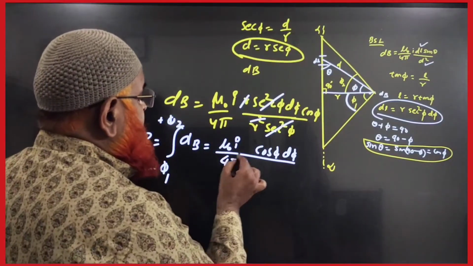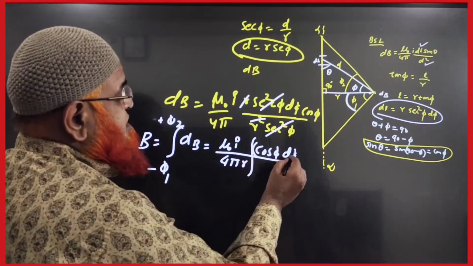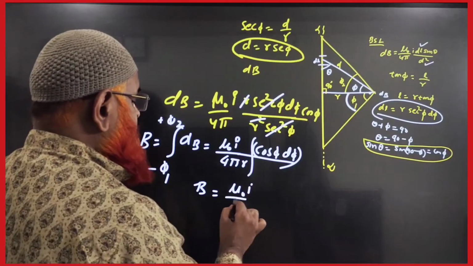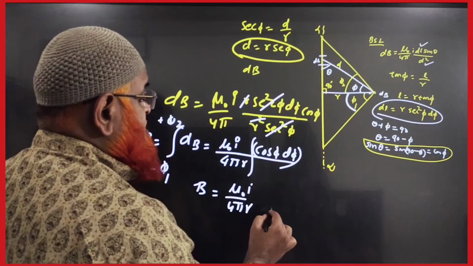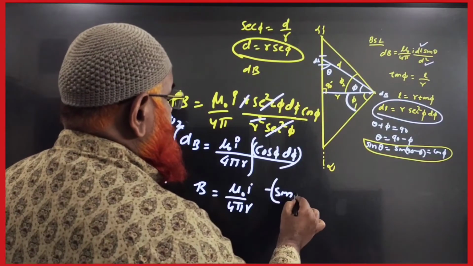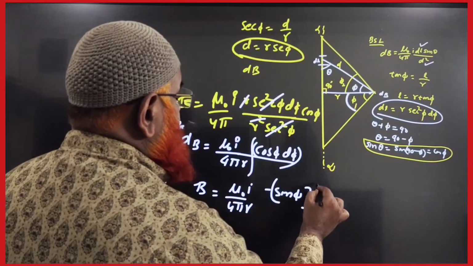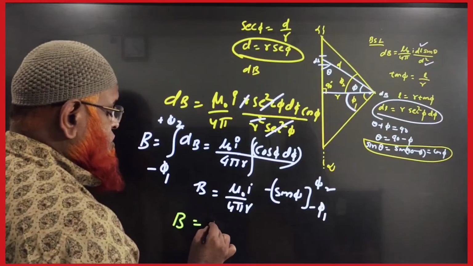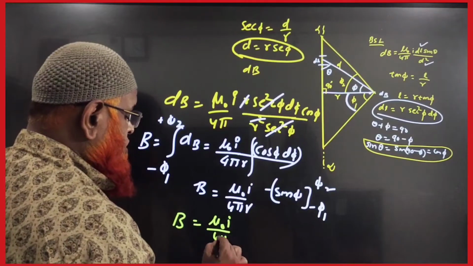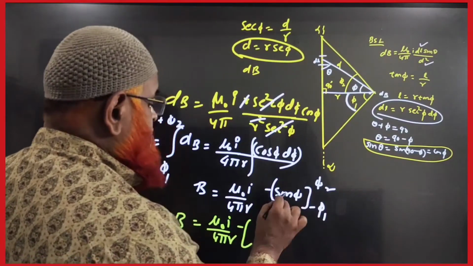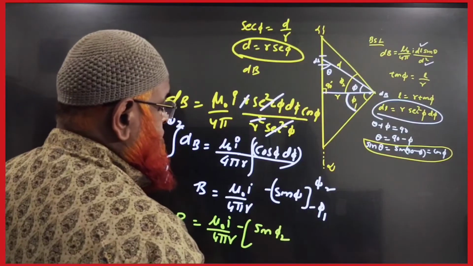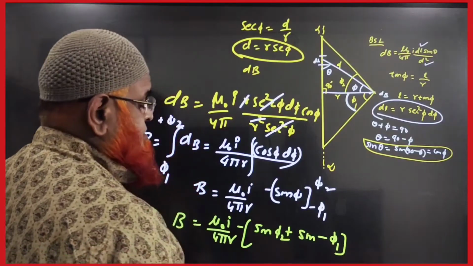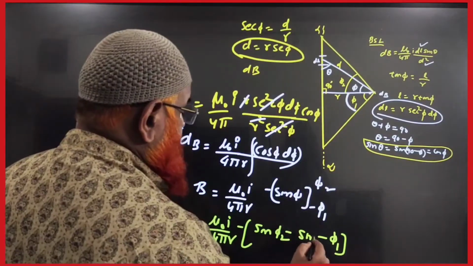So here, these are all constants. You can apply integration only for this part. These are all constants. So what am I going to get now? B is equal to mu naught I by 4 pi r integration of cos phi d phi. Integration of cos phi is sin phi. Limits are from minus phi 1 to plus phi 2. So therefore, finally what are we going to get now? B is equal to mu naught I by 4 pi r, you apply this minus outside, sin phi 2 minus sin of minus phi 1.